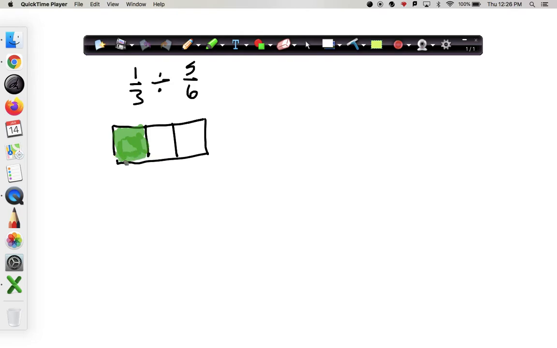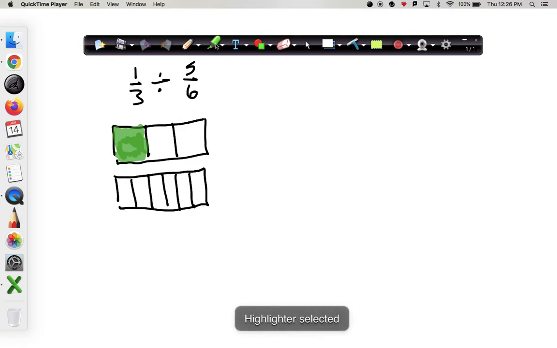and that's what we have, and we are going to put that into groups of 5/6. So right underneath it, we're going to split this into 6 parts. And in another color, we'll shade in orange, let's say, or red, 5/6 of this.